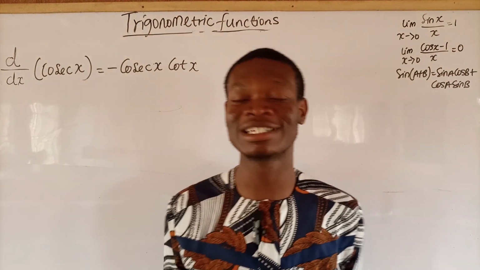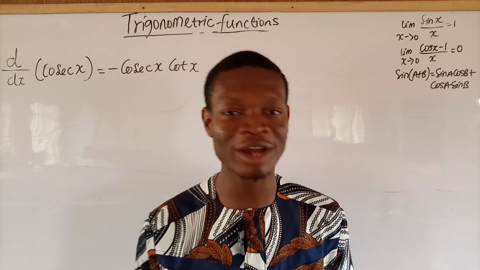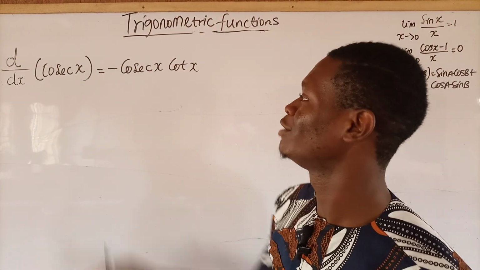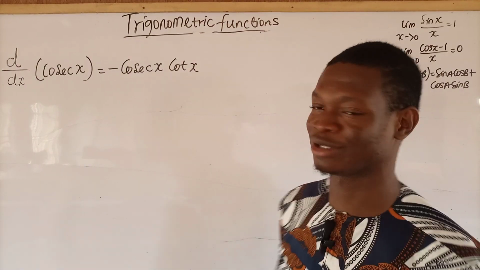Hello viewers, and welcome once again to Frequency Online Maths. Today we are going to continue from where we stopped in finding the derivative of cosec x, which is equal to minus cosec x cot x.